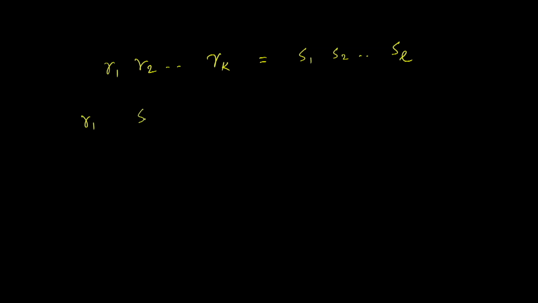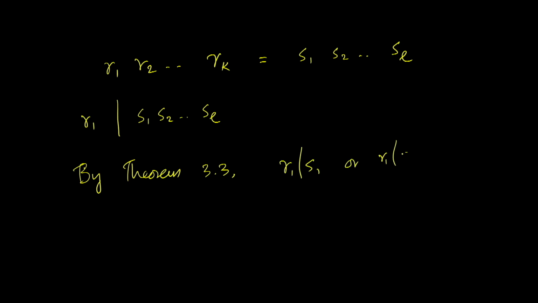Now, in particular, consider R1 and the right hand side S1 through SL. We know that R1 divides S1 through SL. That is because R1 multiplied by R2 through Rk is S1 through SL. So, there is an integer, so that R1 into that integer is the right hand side. So, R1 divides the right hand side. But then by theorem 3.3, R1 divides S1 or R1 divides S2 and so on. It should divide at least one of the primes on the right hand side.